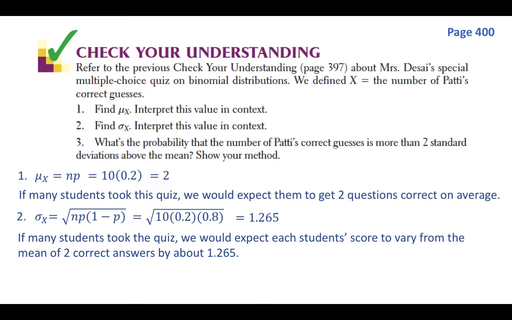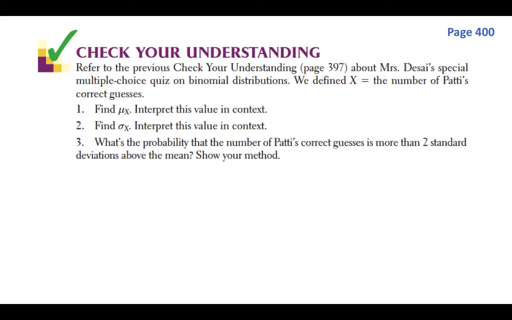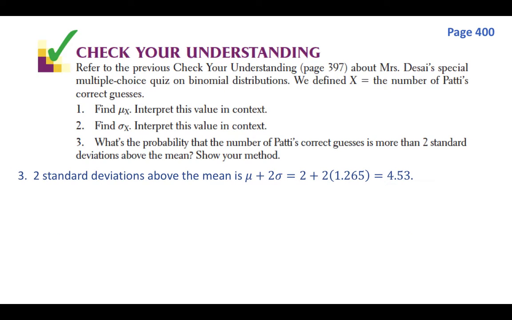And then number 3, what's the probability that the number of Patty's correct guesses is more than 2 standard deviations above the mean? So the number that she gets correct needs to be at least 2 standard deviations above the mean. So the mean was 2. 2 standard deviations above the mean is 2 plus 2 times the standard deviation of 1.265. That comes out to 4.53. So 4.53 is 2 standard deviations above the mean.